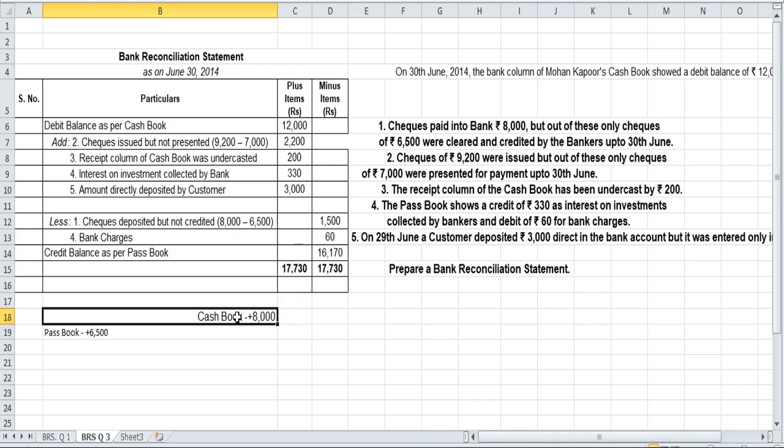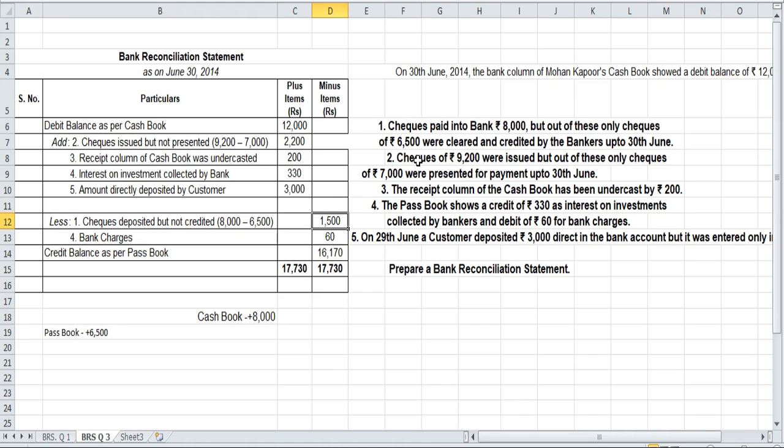So cash book is still up by how much amount? The cash book is still up by 1,500 rupees. We have deposited in cash book 8,000, but in passbook we have deposited only 6,500. So we have to move the cash book. Cash book is still up by 1500 and we have to match with the passbook which is less by 1500. So what we'll write here: less checks deposited but not yet credited, 8000 minus 6500, 1500.